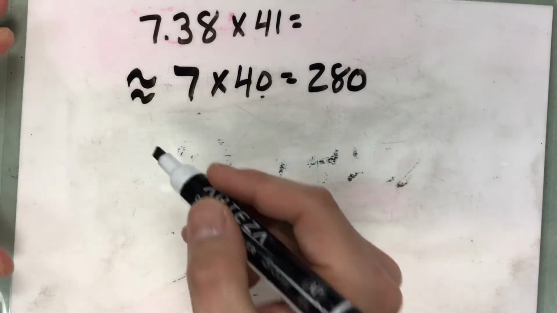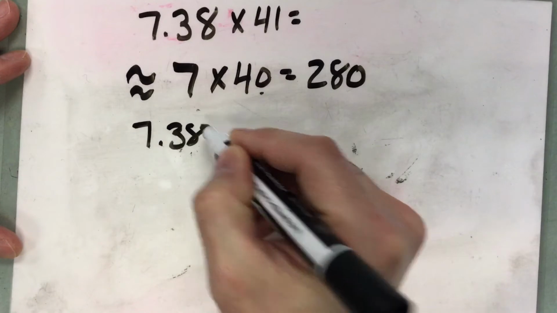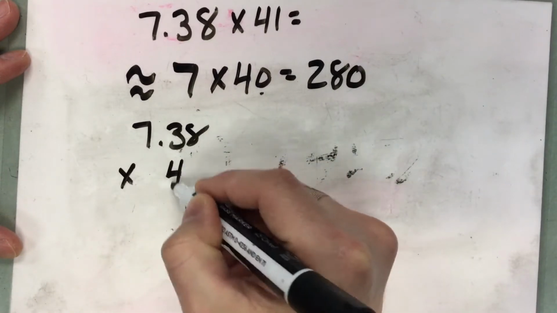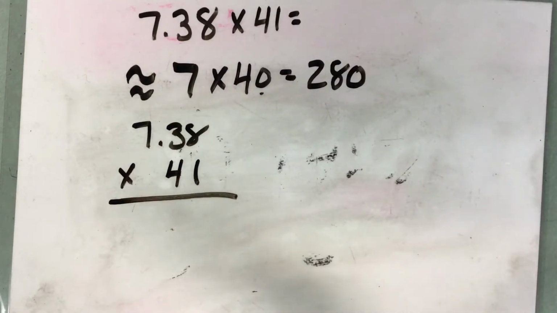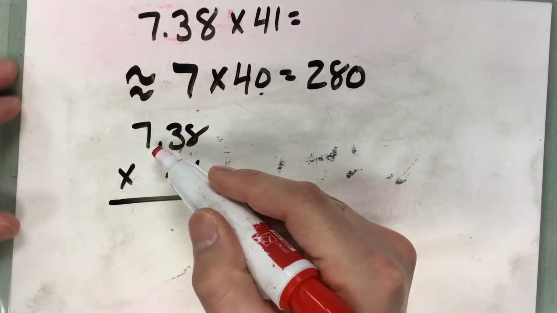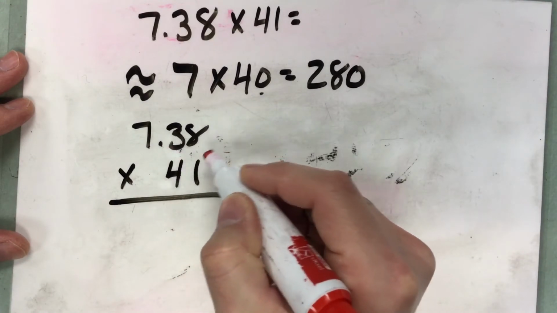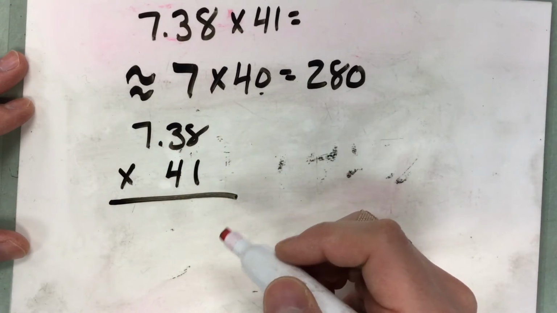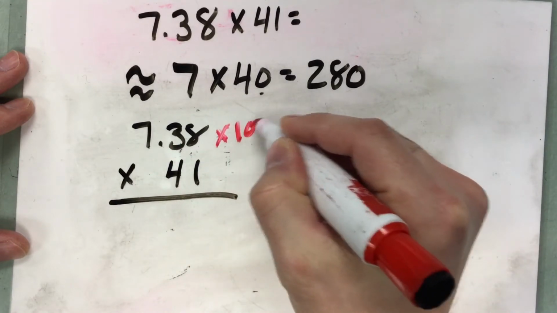Now let's go ahead and work this problem out. So I have 7.38, and I'm multiplying it by 41. So I'm going to set up the standard algorithm. But I want to make this a little bit easier. So I'm going to think of 7.38: how can I get rid of this decimal here to make this just 738? Well, one way would be to multiply by 100.